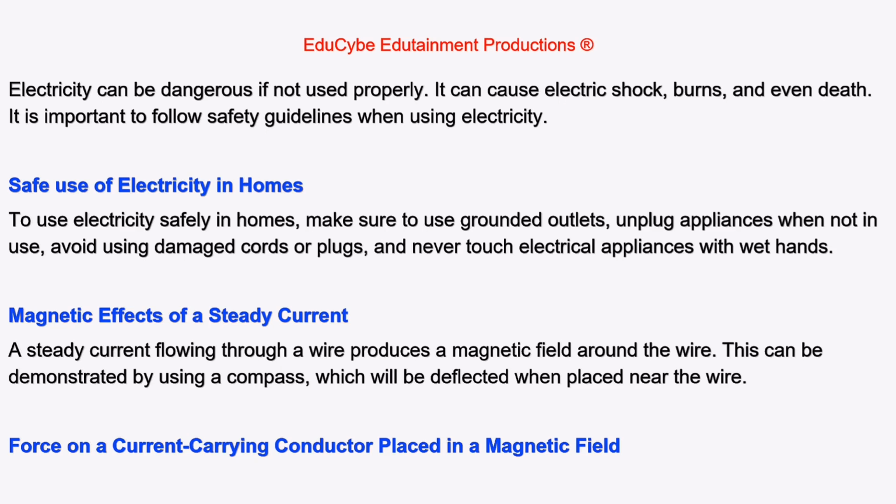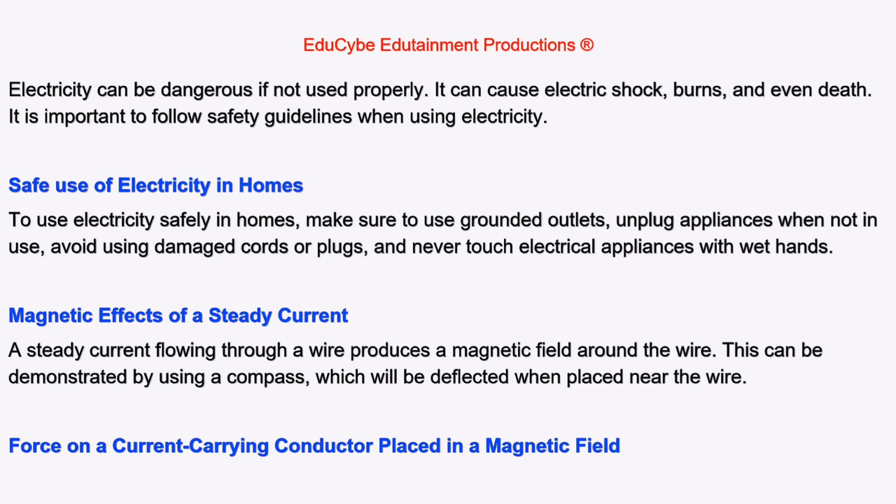Magnetic effects of a steady current. A steady current flowing through a wire produces a magnetic field around the wire. This can be demonstrated by using a compass, which will be deflected when placed near the wire.